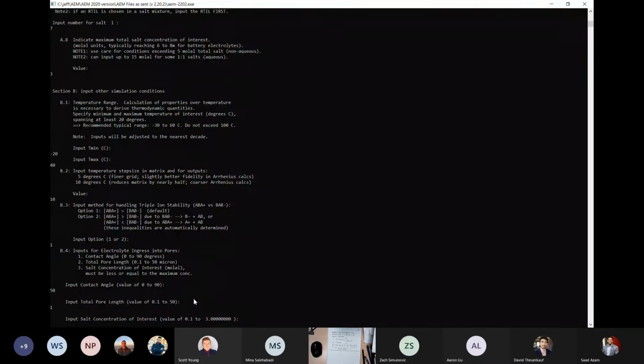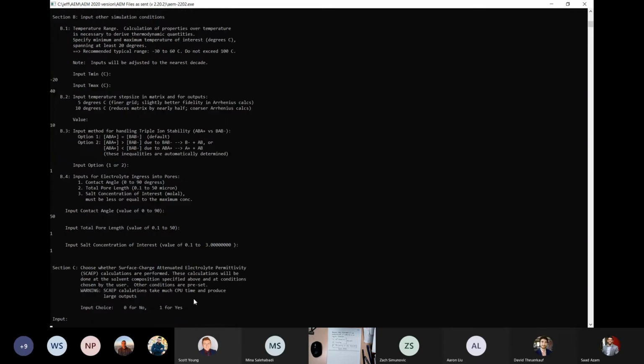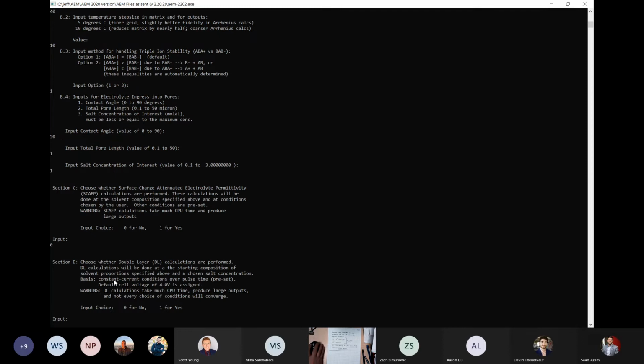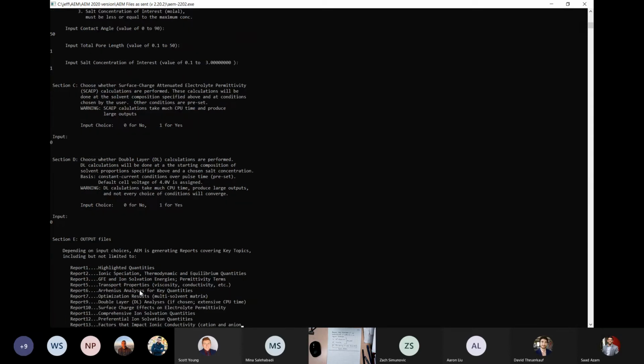What is going on here? What happened? Where did we get all this stuff? We say 1 molar. Yeah, here we go. And then this option says whether you want surface charge, attenuated electrolyte permittivity calculations are performed. We always say no for this. Double layer calculations are performed. We always say no for that.